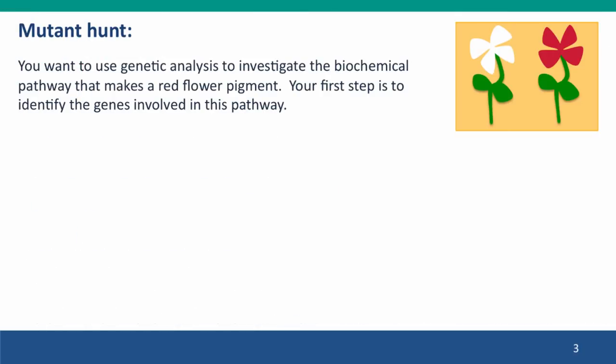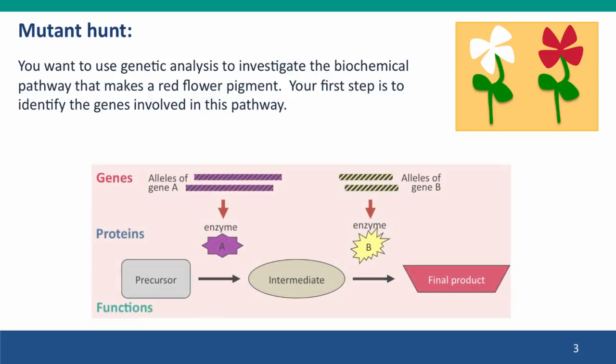So here's our goal. We want to use genetic analysis to investigate the biochemical pathway that makes a flower pigment. We're going to get mutants that are mutated in different steps in the pathway and find out how their pigments have changed, and then we'll work out the biochemical details. So the first step is to identify the genes that are involved in this pathway.